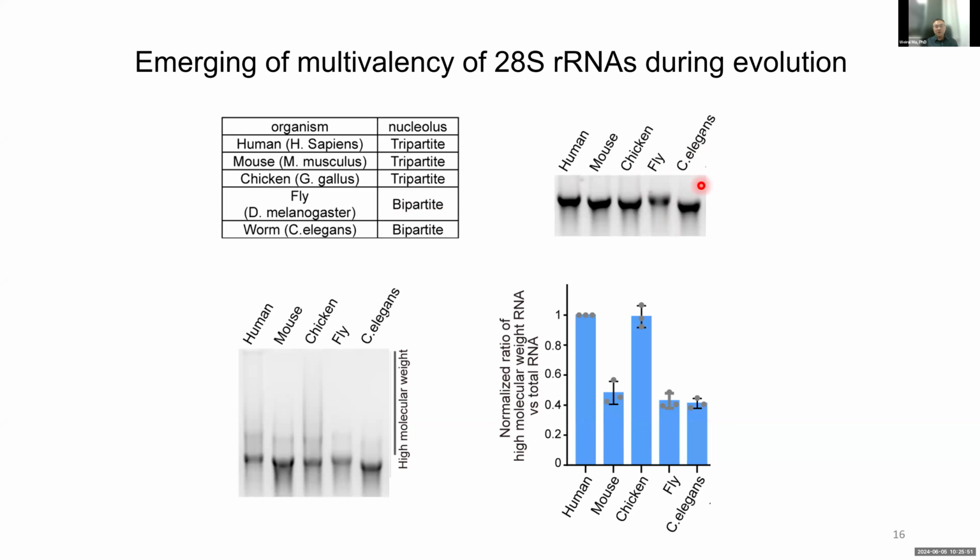This is the agarose gel. We also did in vitro transcription to synthesize those ribosomal RNAs. Then we did the interaction experiment again. That's the native agarose gel. It's very interesting that, as the quantification shows, human, mouse and chicken ribosomal RNA show the highest RNA interaction, while fly and C. elegans, which have the bipartite nucleolus, show the lowest RNA interaction, which means 28S ribosomal RNA acquired multivalency during evolution.